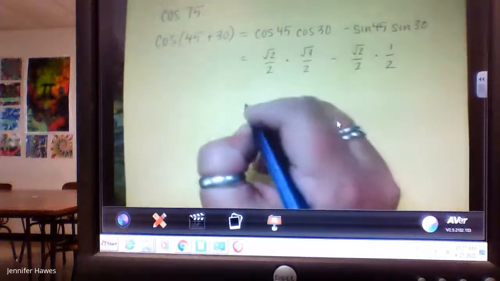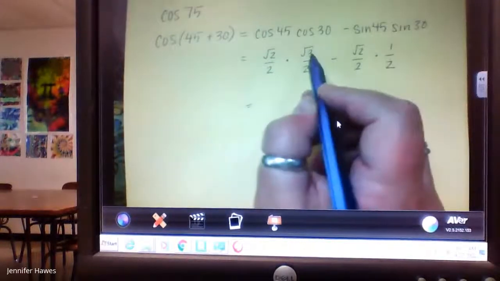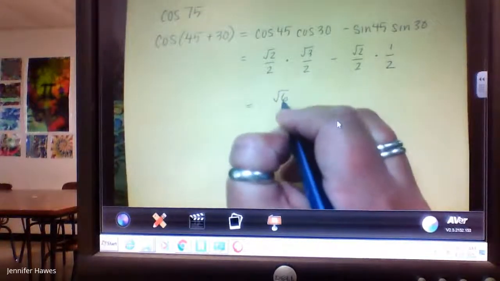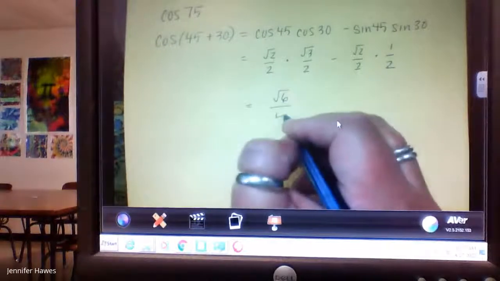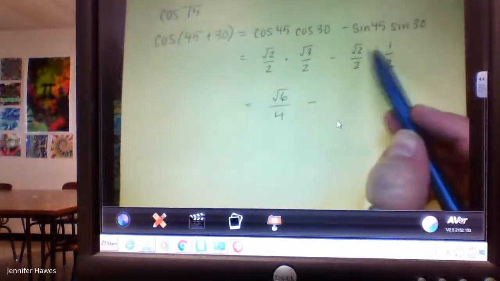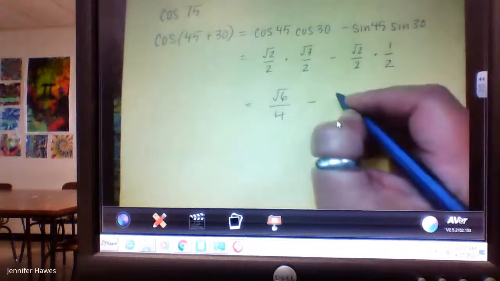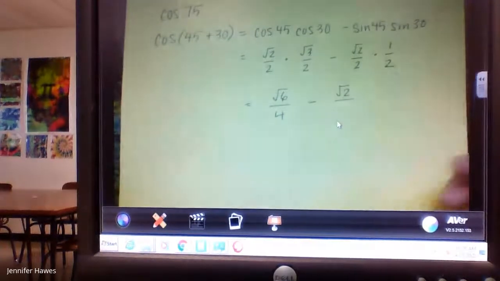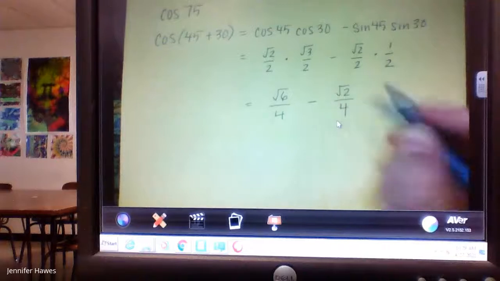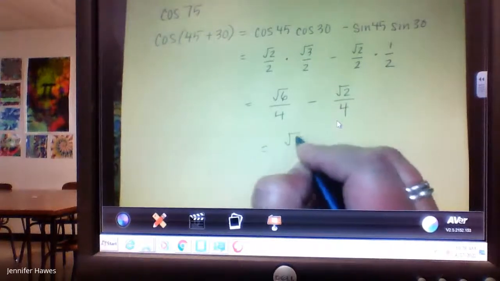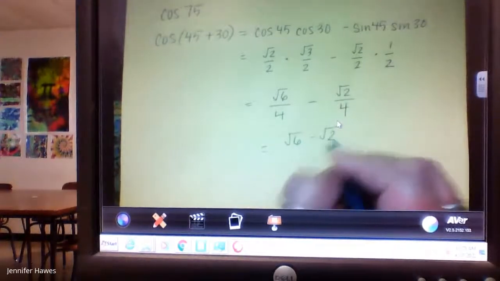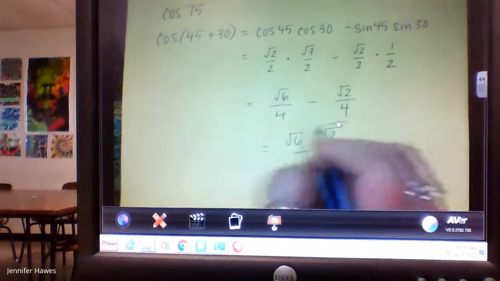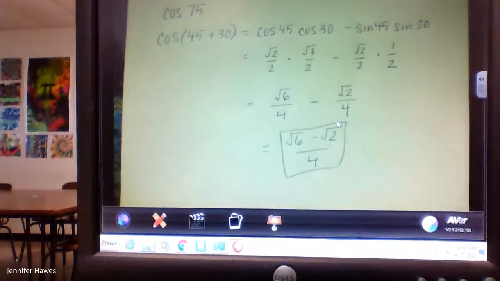Okay, so now when I multiply these, the square root of 2 times the square root of 3 is the square root of 6. 2 times 2 is just 4. Square root of 2 times 1 is just square root of 2. 2 times 2 is 4. They have a common denominator, so I can write them as one fraction. I boxed it up. I'm done.